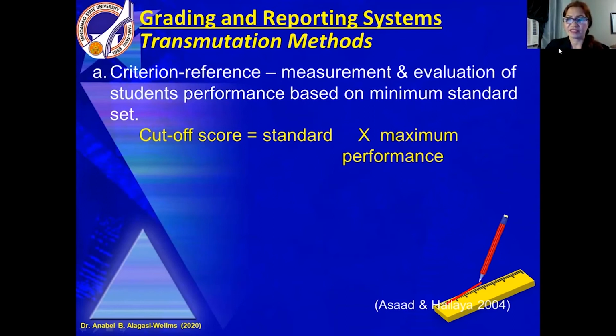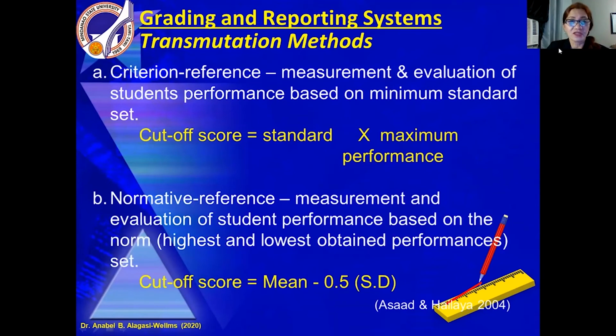So that's Criterion reference. So let us concretize this. If the test is a 100 item test, if it's a Criterion reference, prior to giving the test, you already decided, because you have already designed your grading and reporting systems, that you follow the 50% passing. So if the test is 100 items, 50 correct answers is the passing. So you have to get at least 50 above. So that's Criterion reference. Another method is the normative reference.